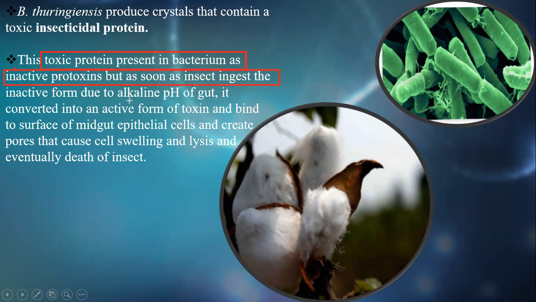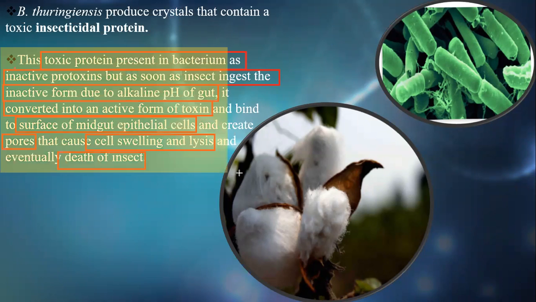But as soon as the insect ingests the inactive protein, due to the alkaline pH of the gut, it gets converted into an active toxin. It binds to the surface of the midgut epithelial cells and creates pores that cause cell swelling and lysis, and eventually causes the death of the insect. This is actually a single statement; I have separated it only with commas. It is a very, very important statement, directly from your NCERT itself, and you may expect a question.